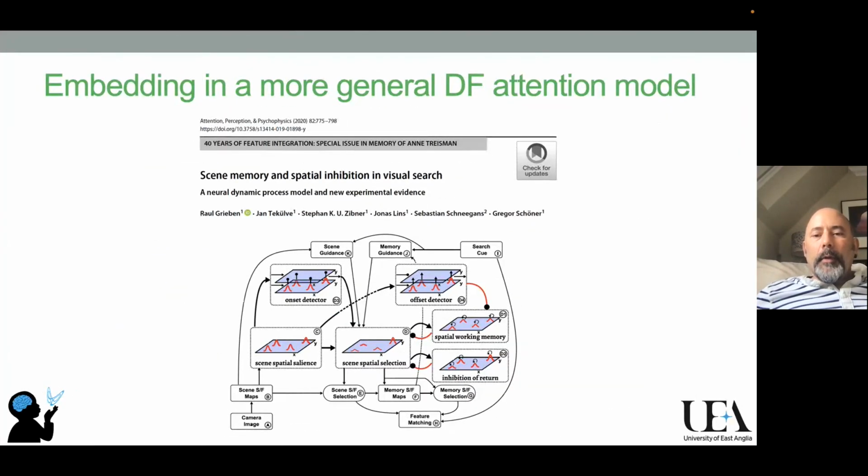I also want to mention that we used these aspects of spatial attention in other DF models. So you might be interested in checking out this recent paper by Raoul Grieben and colleagues looking at scene memory and spatial inhibition in visual search.